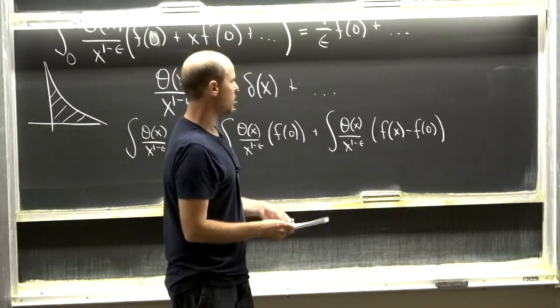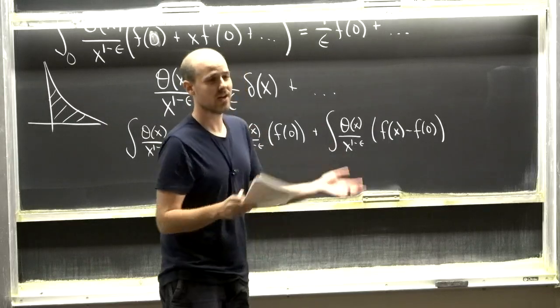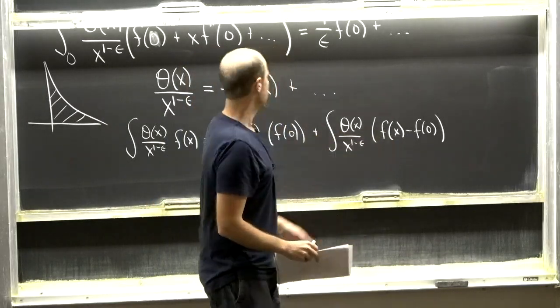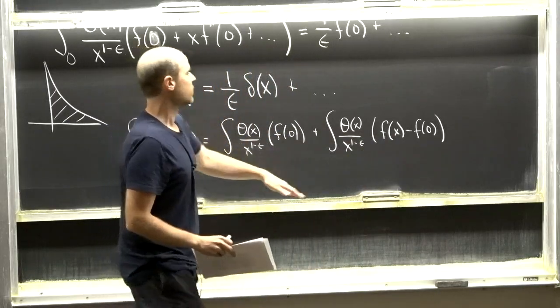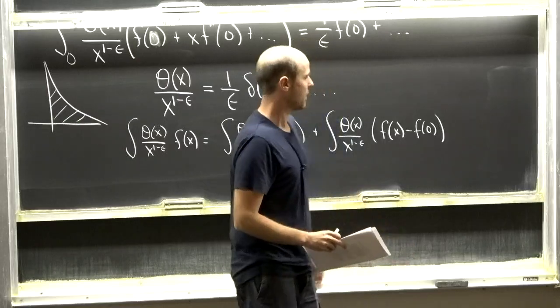In practice, if you want to integrate a test function against a real distribution like this, that is actually how you do it. You split it into two pieces. This splitting is exact. Then this integral can be done analytically, and you can do this one numerically if you like, or analytically or whatever.